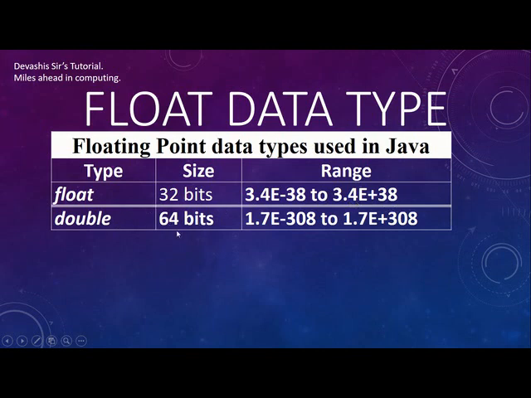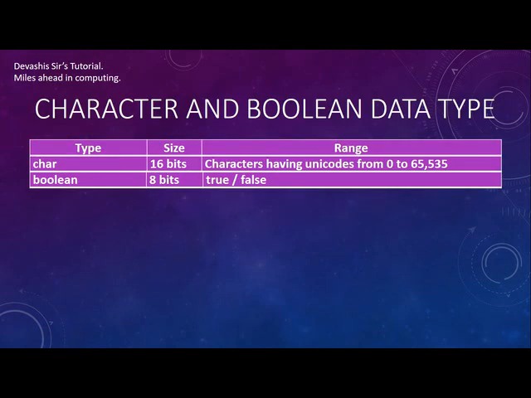And similarly for double, which is huge, 64 bits, it's whopping, 1.7 into 10 to the power 308, minus 1.7 into 10 to the power 308 to 1.7 into 10 to the power 308. So it's a huge range out there to represent double numbers. And character and Boolean data types, we will go through this.